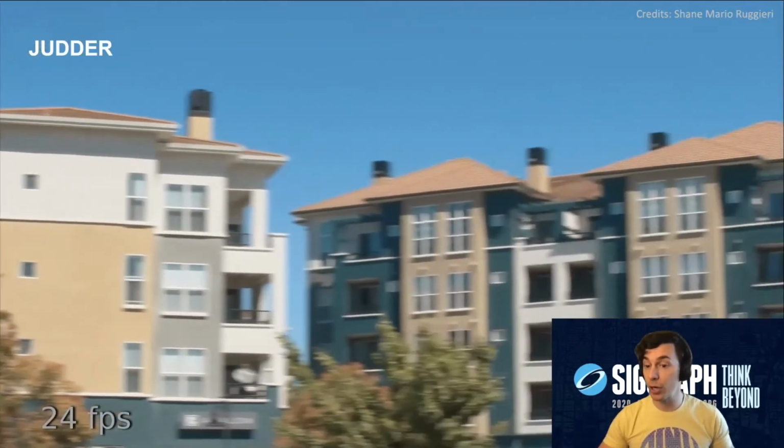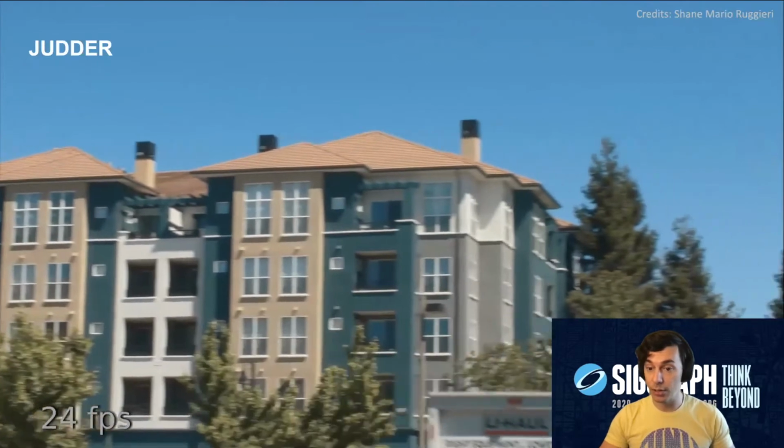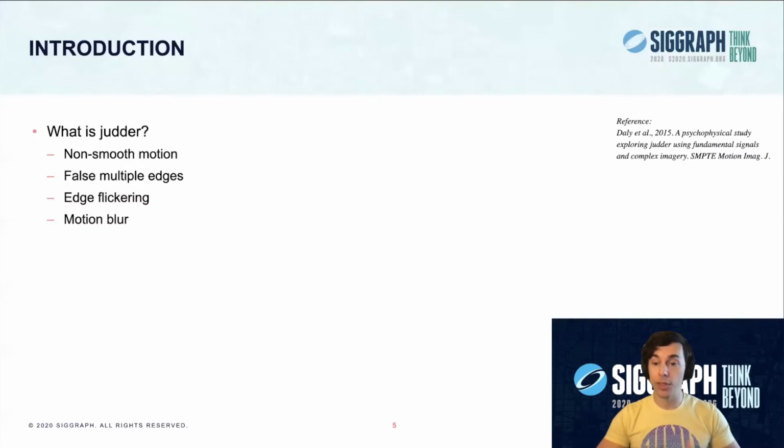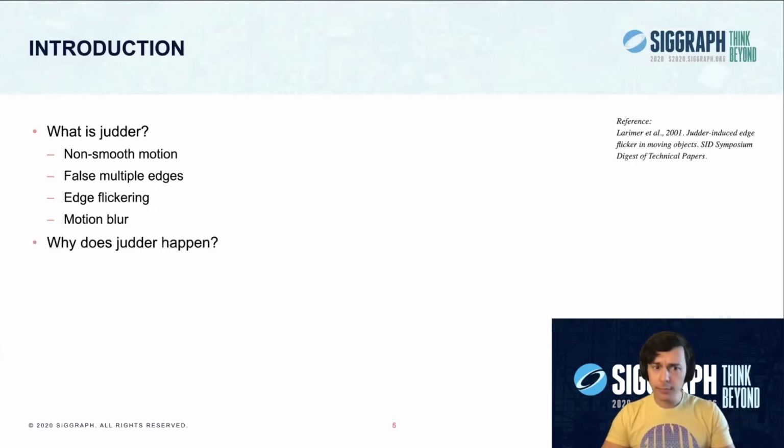This is a perceptual artifact for digital presentation on a display, where the motion looks a little strange and kind of goes back and forth and so on. According to prior art, it can be broken down into these subcomponents, such as non-smooth motion, false multiple edges, edge flickering, and motion blur.